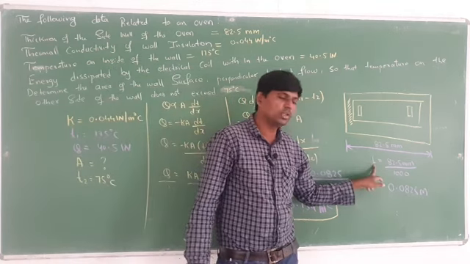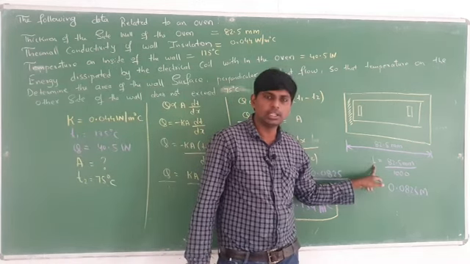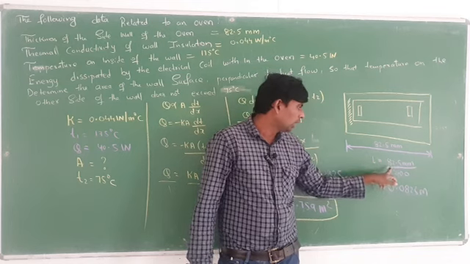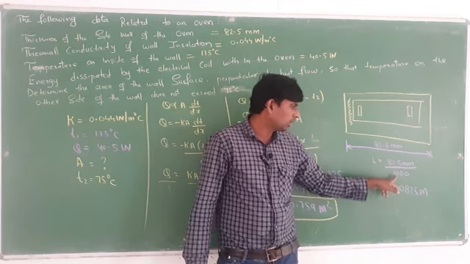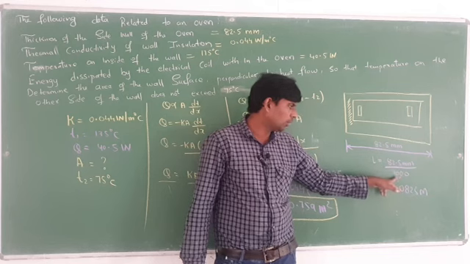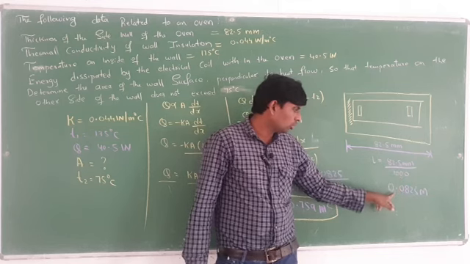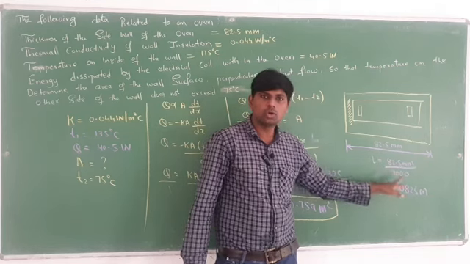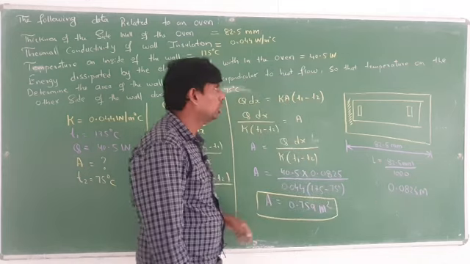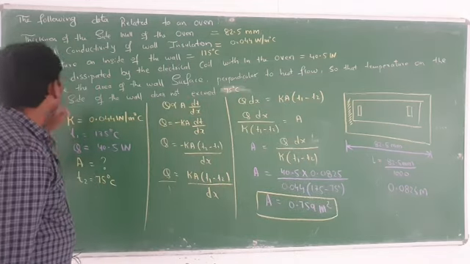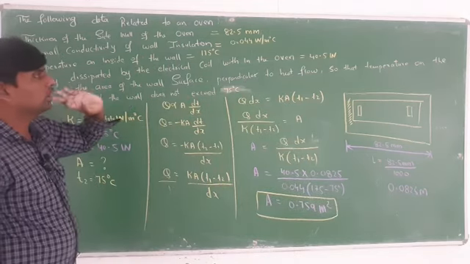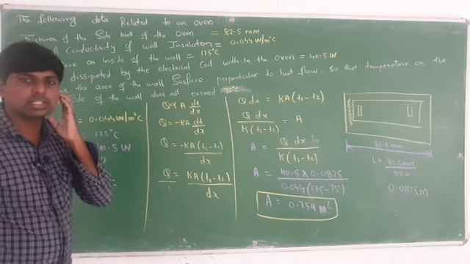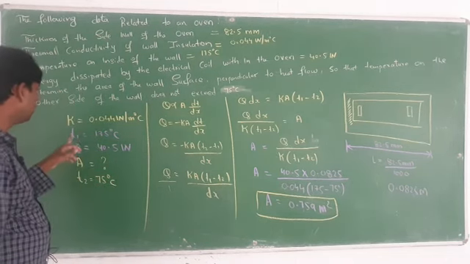It is designated with L, dx, x and L. I told you, 82.5 mm divided by 1000 gives 0.0825, so here you got meters. You have to convert into meters. After that, the thermal conductivity of the insulator is given. Thermal conductivity is designated with the letter K. So, the K value is given.